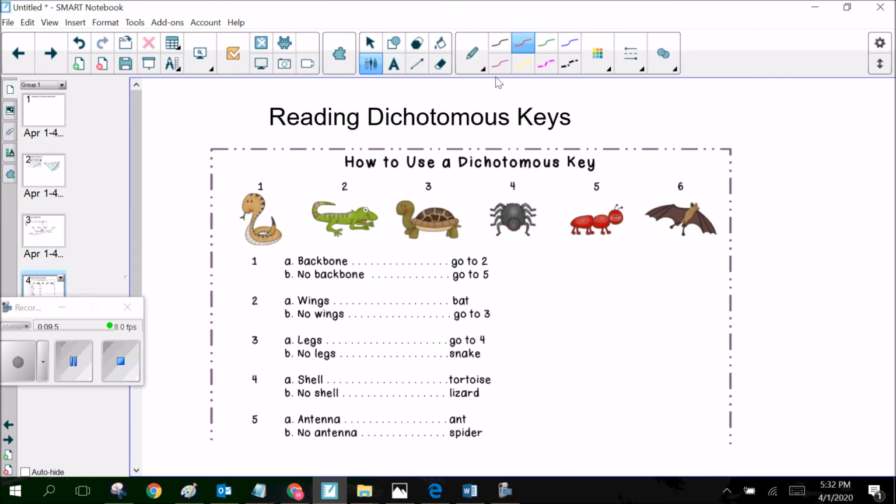So dichotomous key, if we break it down, the di means 2.